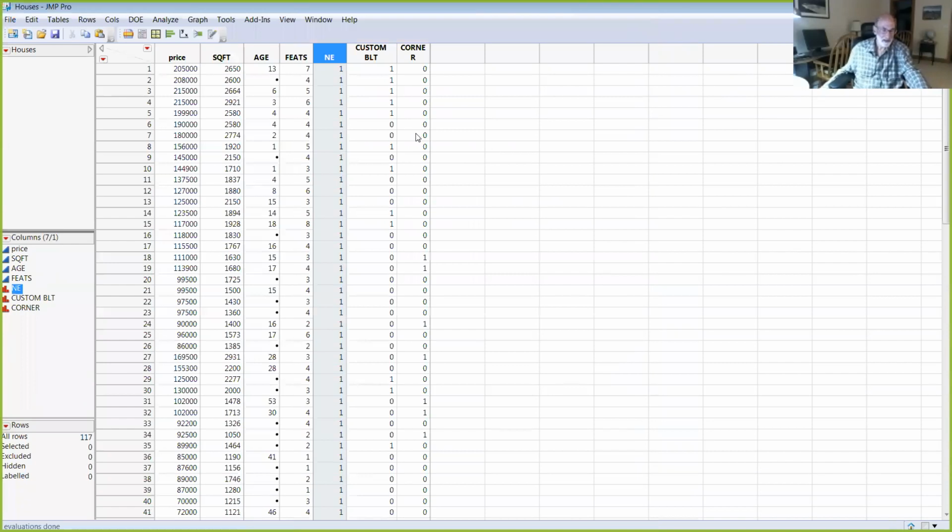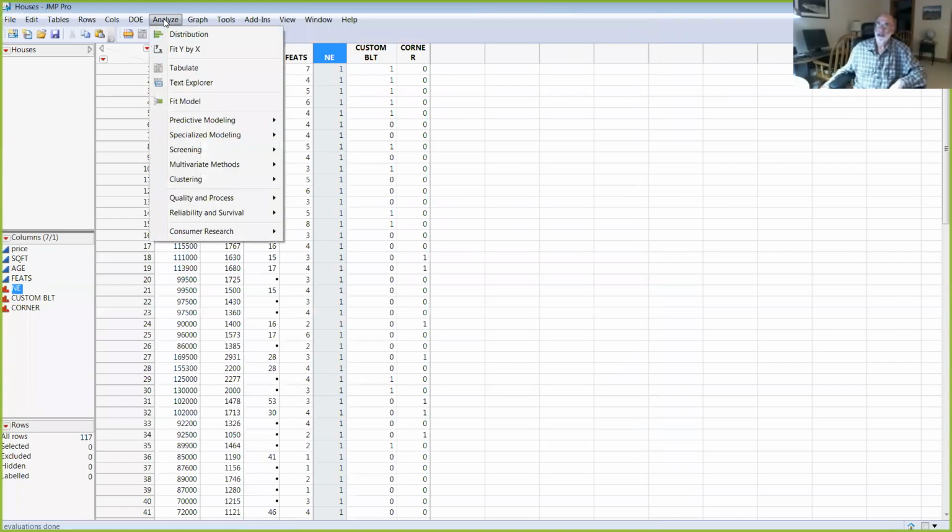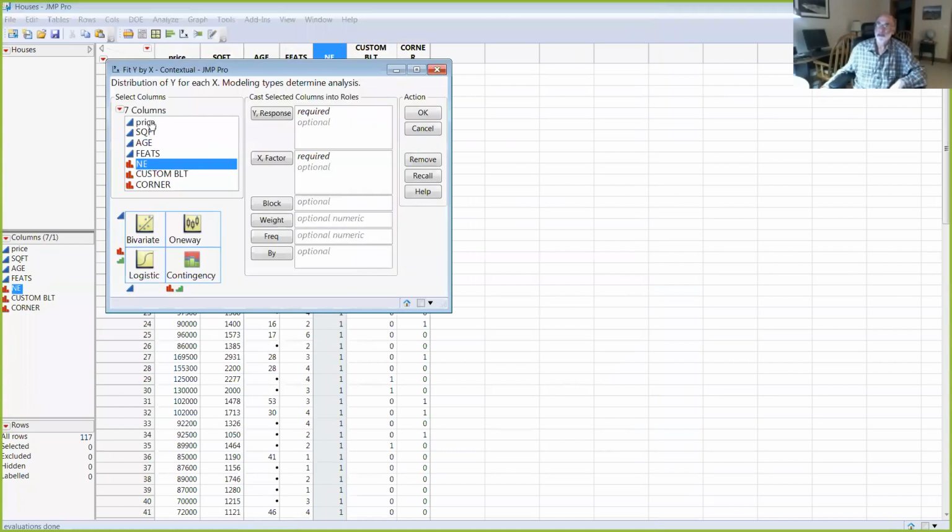So that's what's considered a two-sample t-test. A second test we could do here is to be looking at how does the price vary with square feet.